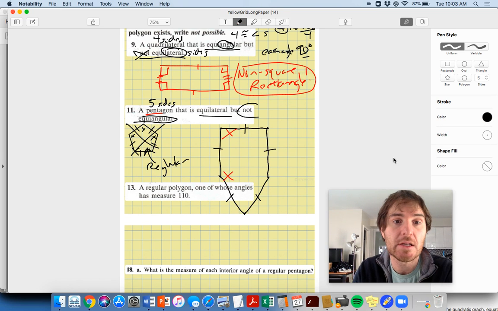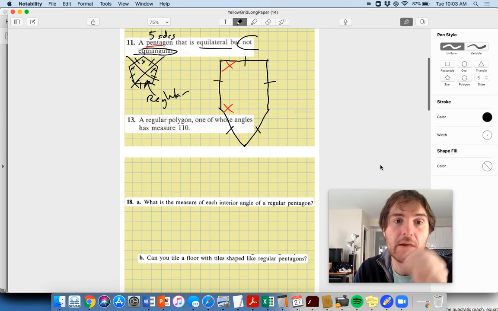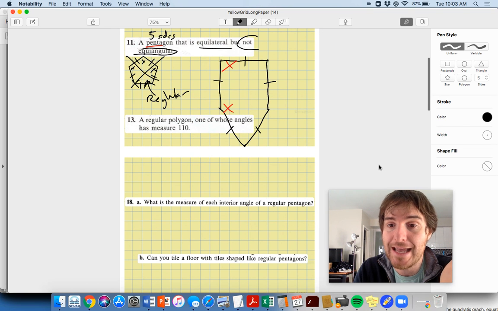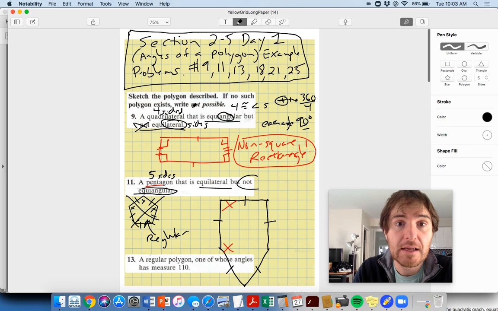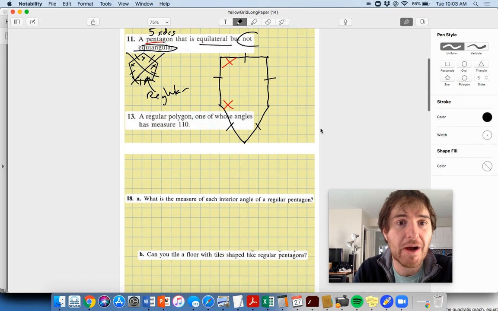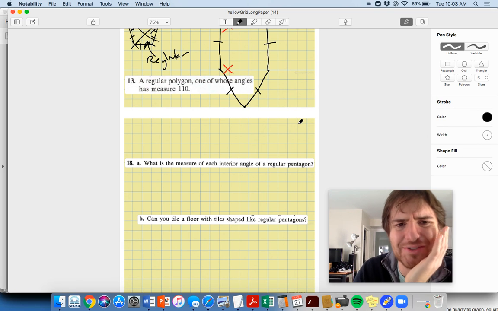Let's do number 13 here. We got a regular polygon, one of whose angles has a measure of 110. Can we draw this? We haven't gotten to this yet. It says not possible up here. Okay, these problems here, possibly some of them will not be possible. So let's see, a regular polygon, one of whose angles measures 110.